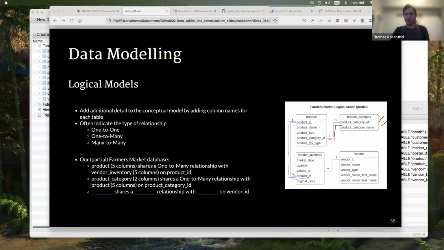Vendor inventory shares a many-to-one relationship with vendor on vendor ID. Yeah, we could go the other way with that too, right? Of the vendor ID many-to-one, one-to-many relationship, right? So exactly right. Vendor shares a one-to-many relationship with vendor inventory on vendor ID. Good job. So this logical model tells us a degree more about what columns are there, what the relationships are, and on what columns those relationships exist.